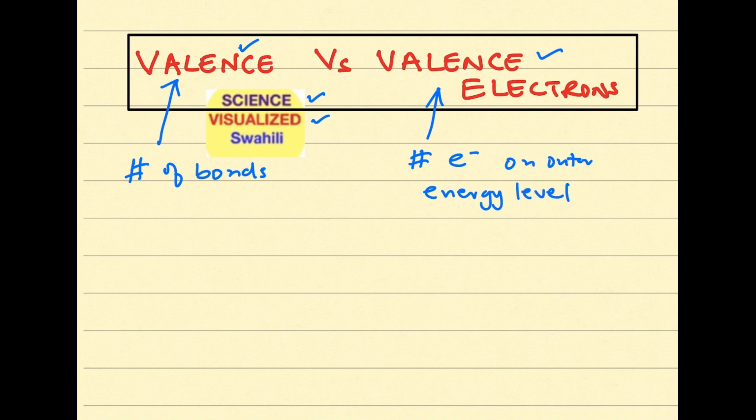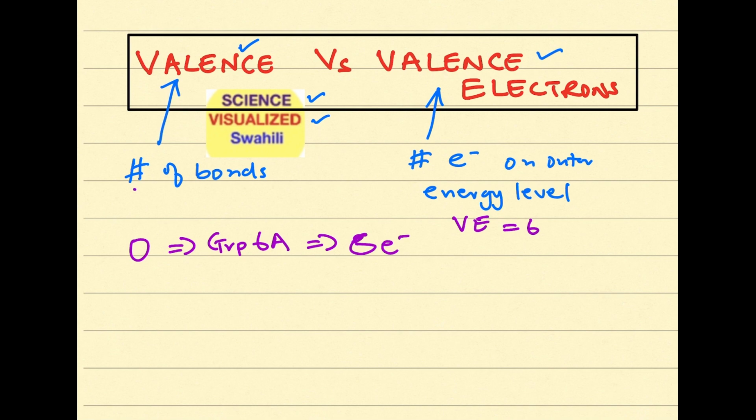For example, oxygen is in group 6, so we say 6A. That means it has 6 electrons in the outer energy level. So the valence electrons for oxygen equals 6.